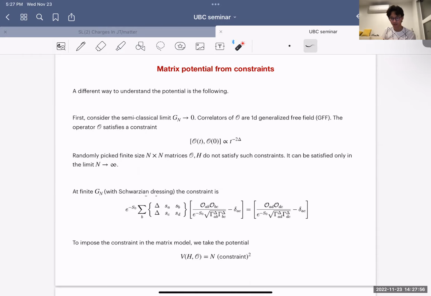In JT gravity, there are some non-trivial correlators indeed. So first, let's consider the semi-classical limit. First, let's say we decouple gravity. Then we just have a GFF operator O. And this GFF operator satisfies a non-trivial identity: the commutator of O with O of t is proportional to the identity. And so if you just randomly picked some finite size matrices of size N, and here H enters because I think of O of t in the standard way as containing the matrix H, such an identity will never be satisfied.